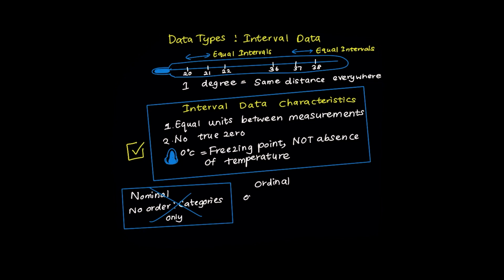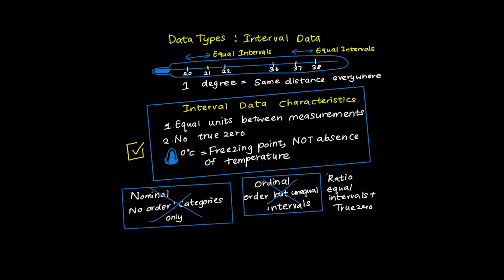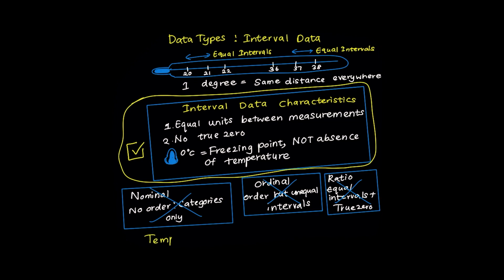Ordinal data has order or ranking, like pain scales or satisfaction surveys, but the intervals between ranks aren't necessarily equal. Ratio data is similar to interval data with equal units, but it has that true 0 point, like infection rates where 0 means no infections at all, or weight where 0 means no weight. Understanding these distinctions helps you choose the right statistical methods for analysis.